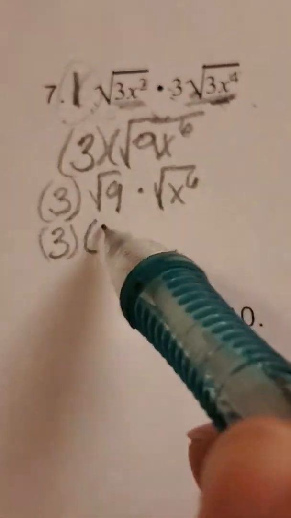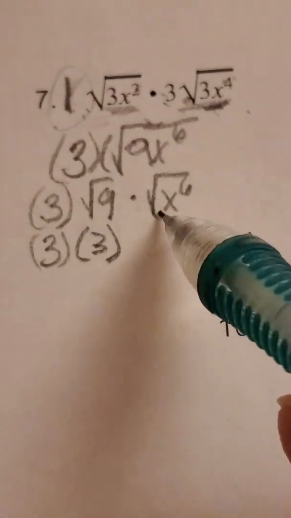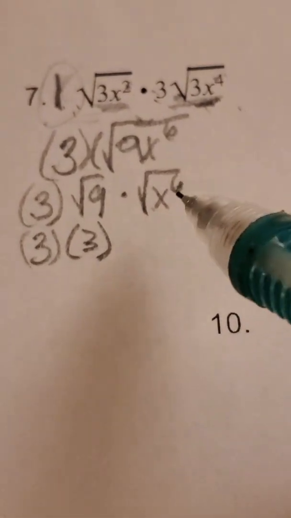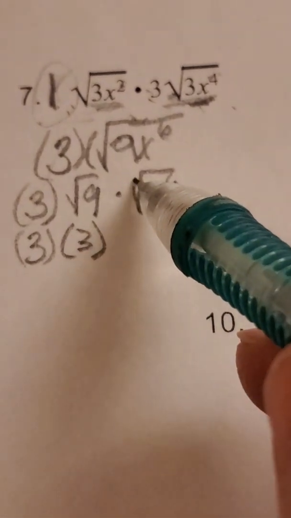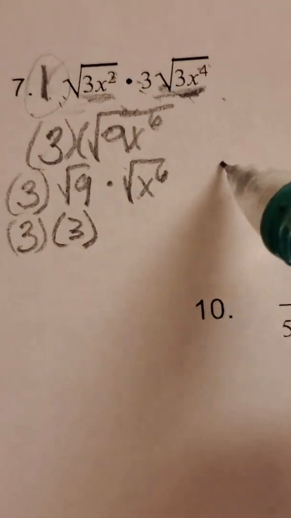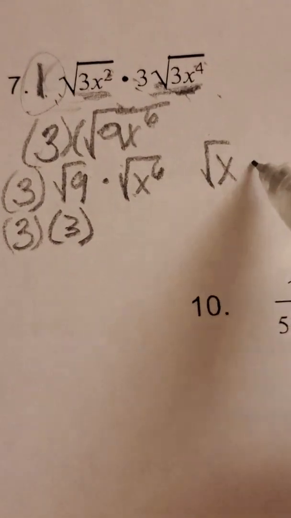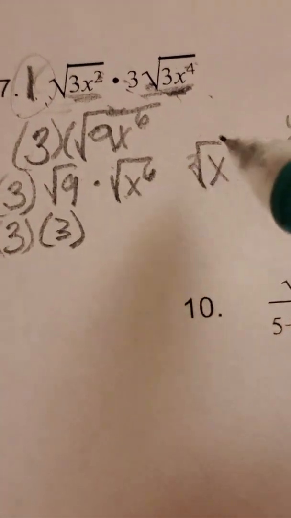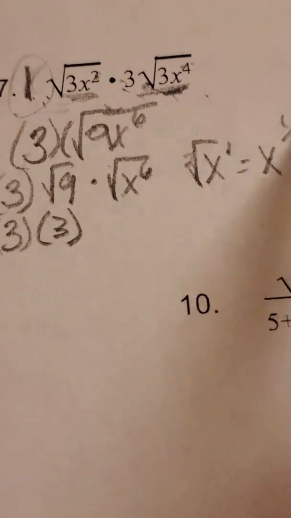And we know that the square root of 9 is 3, and the square root of x to the 6th. If you remember back when we were doing exponents, we said that if you have the square root of x, that's the same as x to the 1/2, because this little guy is a 2 out here and there's a 1 there, so x to the 1/2.